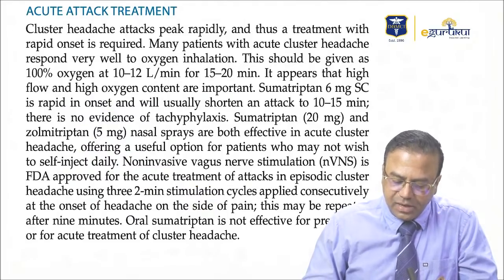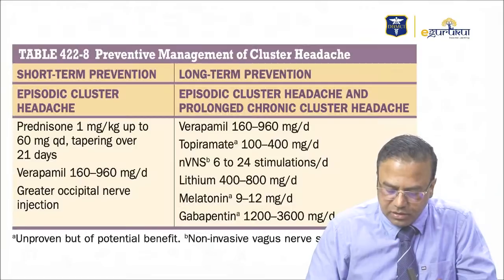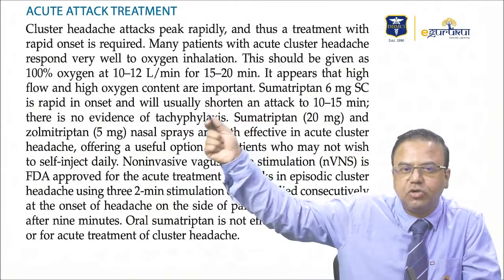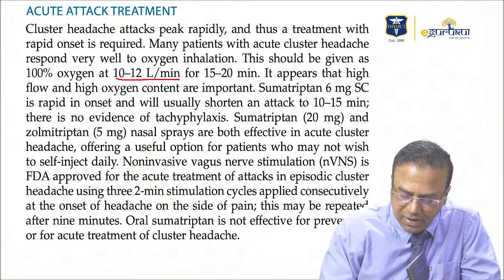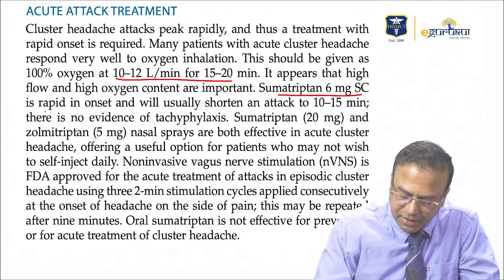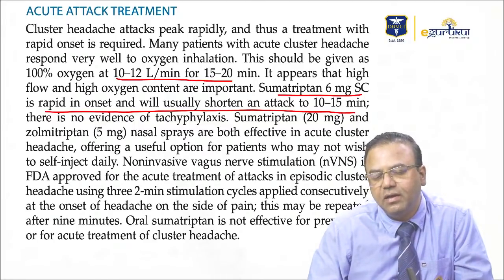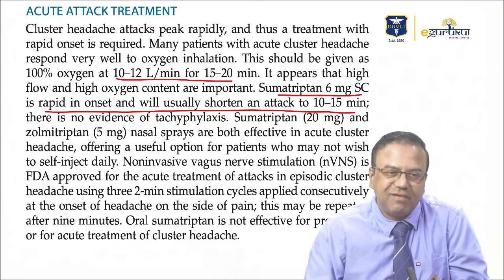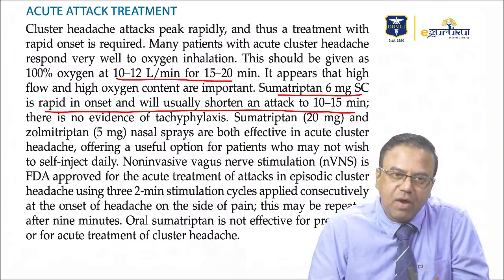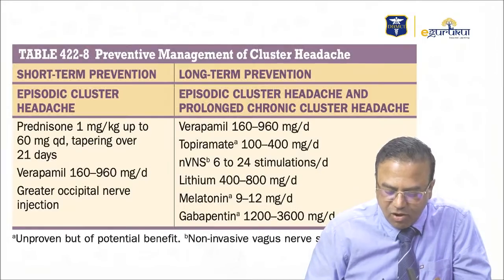Anyway, this is what you see in CMDT. And Harrison suggests the patient should be given 100% oxygen at 10 to 12 liters per minute. Sumatriptan 6 milligrams, rapid in onset, will also work, in 10 to 15 minutes. At this point, you might say, what difference is there between 8 liters or 10 liters? It's just two. Okay, I'll answer: oxygen also is equally good. Why are you saying sumatriptan? I'll tell you why. I've done all my homework.